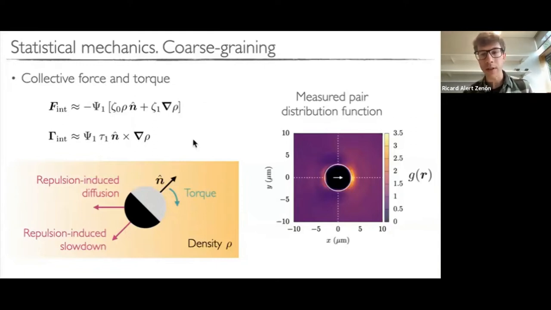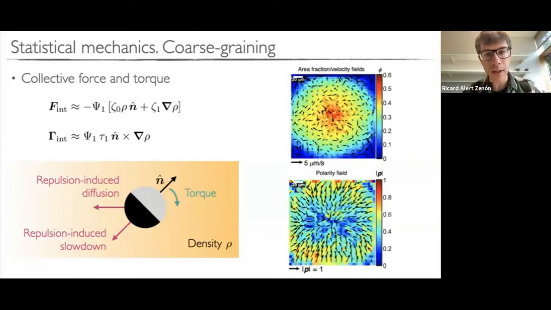So just to show you that this is also observed in the experiment, the background color shows the density of particles in a cluster. And so the density is maximal at the center and then it decays toward the periphery. And the arrows here are the velocity field of the particles. So particles are moving in a disordered way, and the densest point is the center of the cluster. Now, if we look at how particles are oriented, what we see is that they are all oriented inward, in the direction of the density gradient. So that's consistent with the presence of these torques.